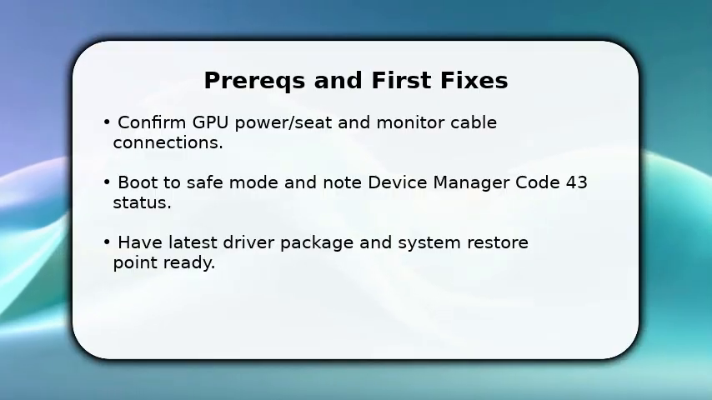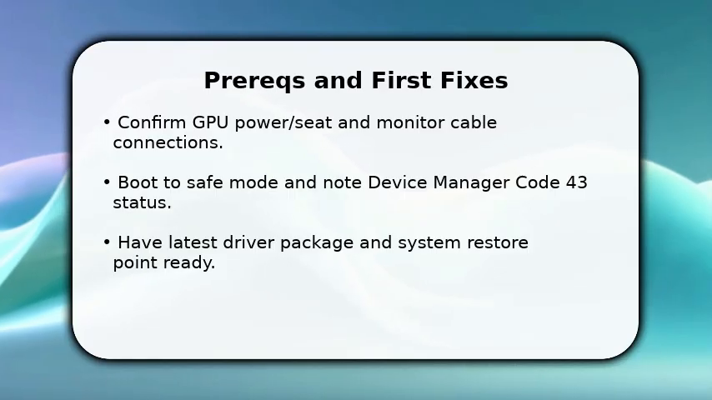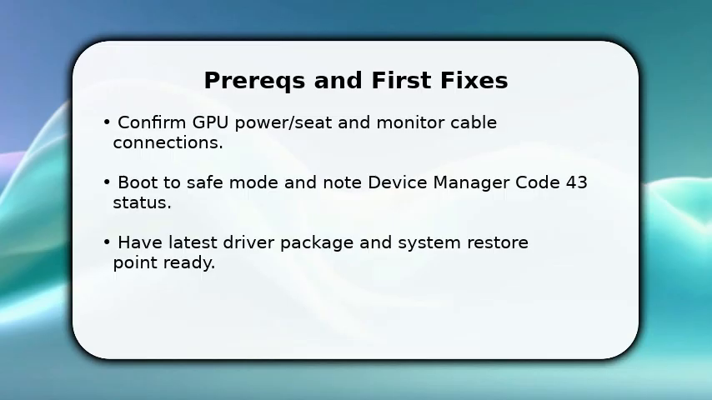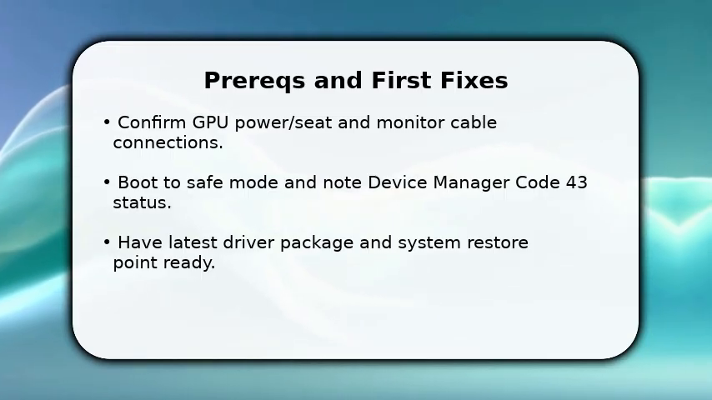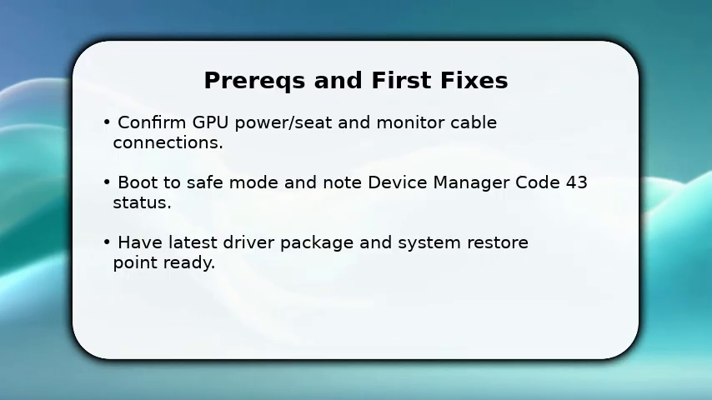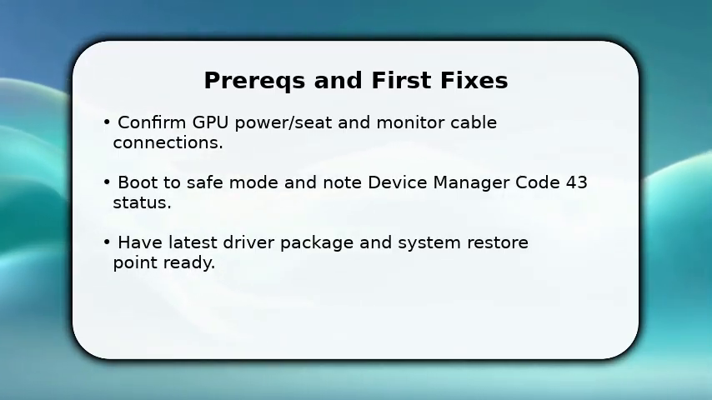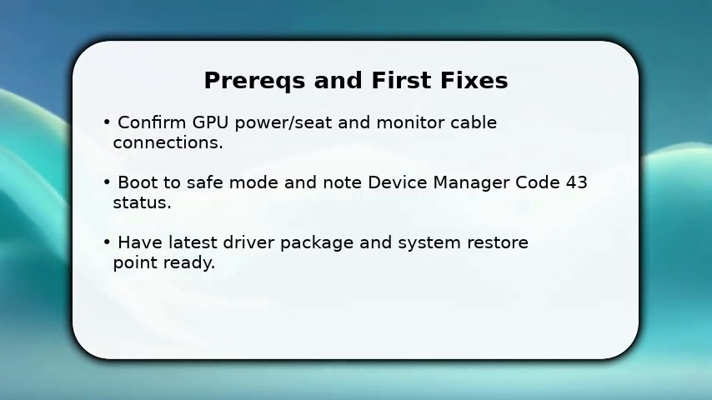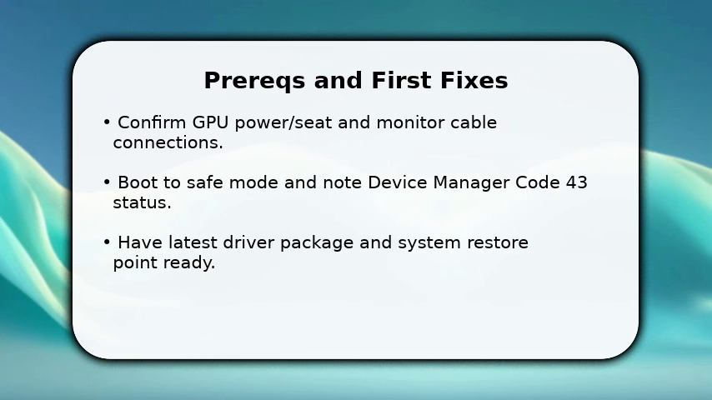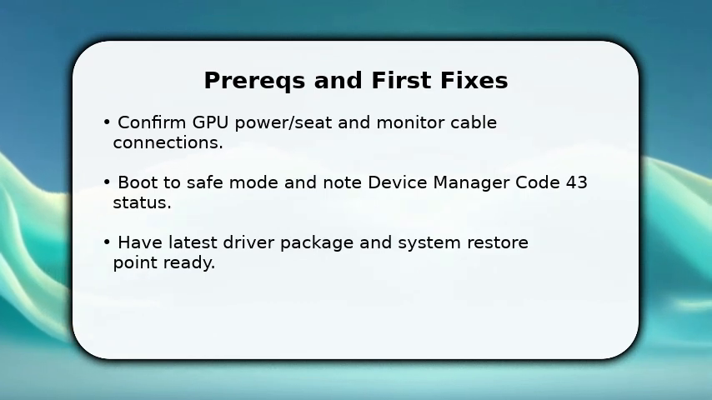You start by confirming hardware and preparing the system. Check GPU power connectors and reseat the card. Loose seating can trigger code 43. Once done, boot into safe mode so Windows won't load problematic drivers, and open Device Manager to confirm the error. Make a restore point now and download the latest GPU driver package from the manufacturer. This upfront work prevents wasted steps and allows you to roll back if a driver update makes things worse.